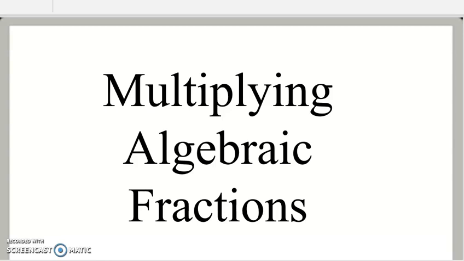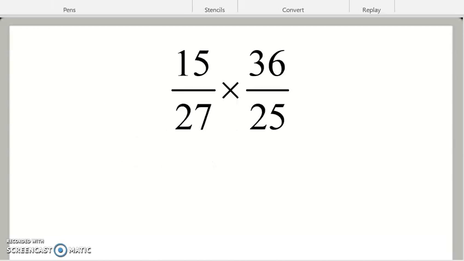This video will be on how to multiply algebraic fractions. So before we can multiply algebraic fractions, it's a good idea we revise how to multiply regular fractions from year 7.